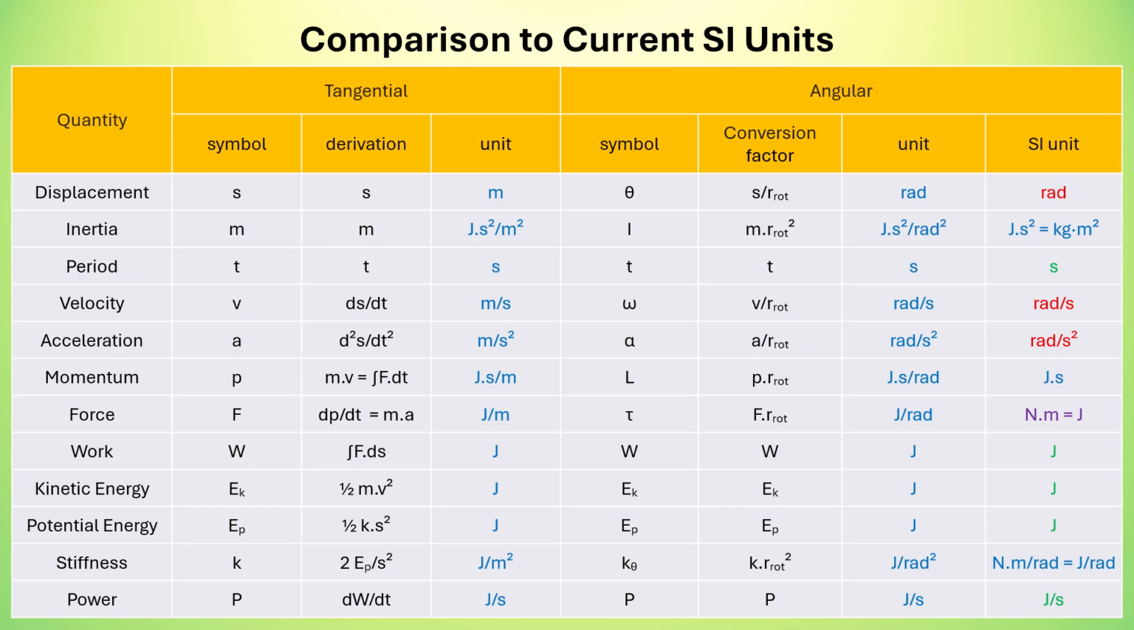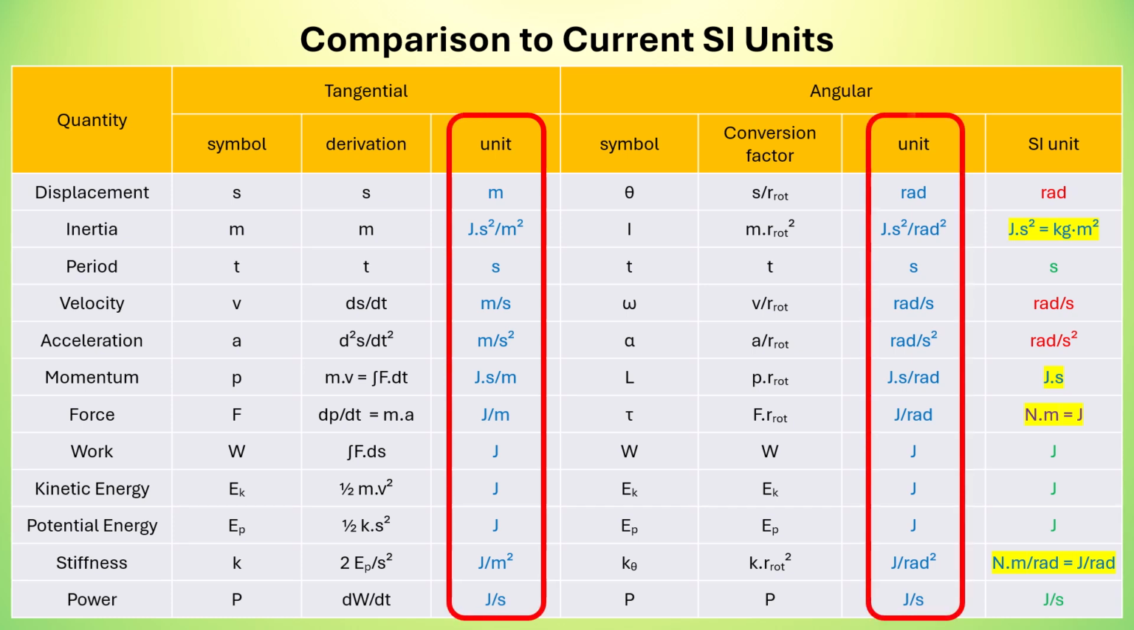This table from the third video shows where the current SI inconsistently treats radian, highlighted with yellow background. Note that both tangential and angular quantities describe the same rotational system, only viewed from different perspectives. Inconsistent nomenclature like torque and moment of inertia may contribute to hiding their roles as the angular version of force and inertia, respectively.